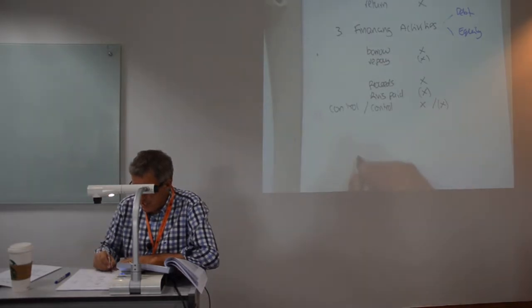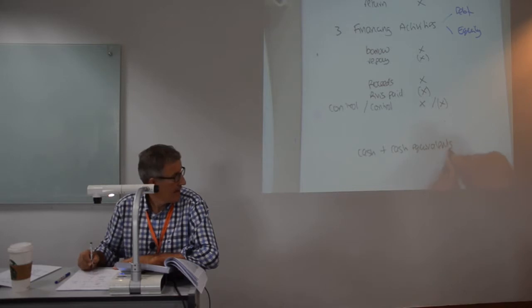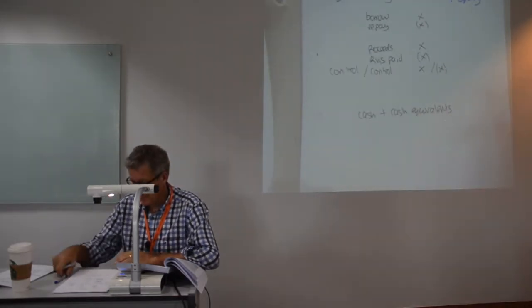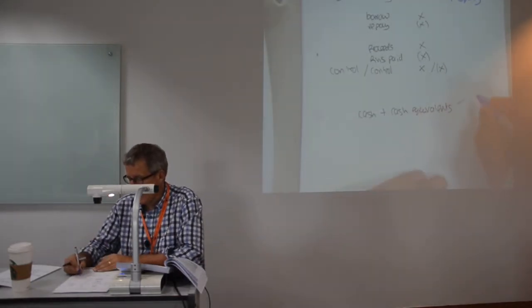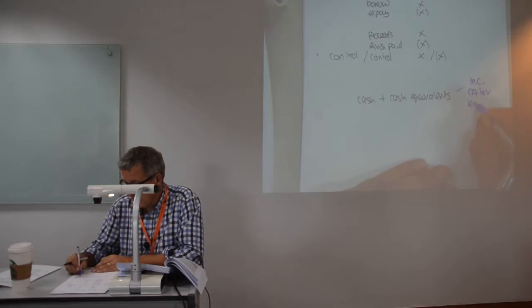And then you would reconcile this to your cash and cash equivalents. Your cash and cash equivalents include your short-term investments that are readily disposable into known amounts of cash, less than 3 months, where there is no risk of the change in value, so they cannot be shares.